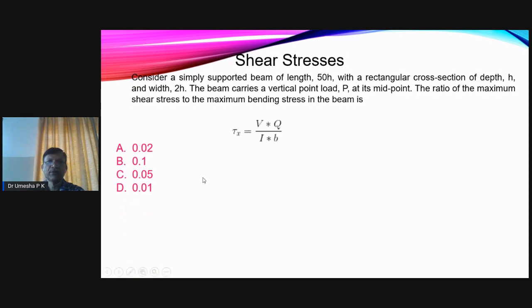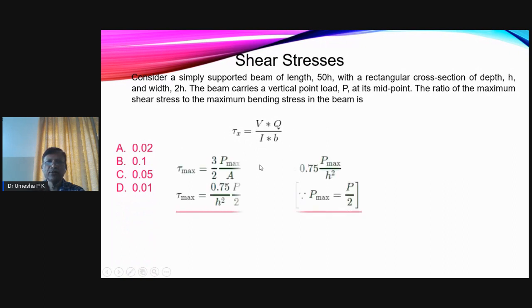So here the shear stress is equal to VQ by Ib. The maximum shear stress will be 3 by 2 times shear force divided by area. So that is the maximum shear stress. We can calculate the maximum shear force, you'll be getting P by 2, because it is a simply supported beam only, with the vertical load P acting at the midpoint. So the shear force is equal to P by 2. So if you simplify that one, the area.